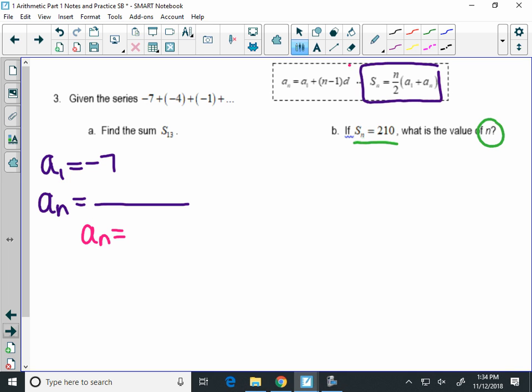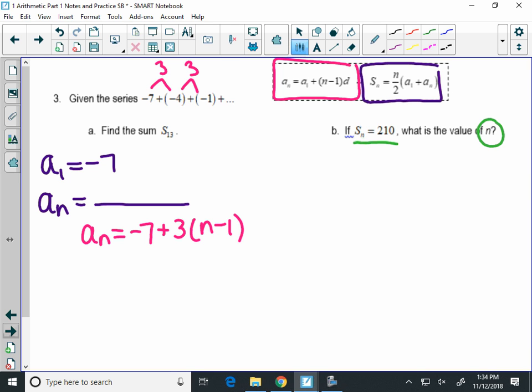Okay? Let's use this guy right here. A sub 1, I know. I do know a sub 1 is negative 7, plus I can find my d for my formula, my common difference. What's the common difference here? 3. Okay, so I have plus 3, and we don't know what n is, so I'm just going to do plus times n minus 1.